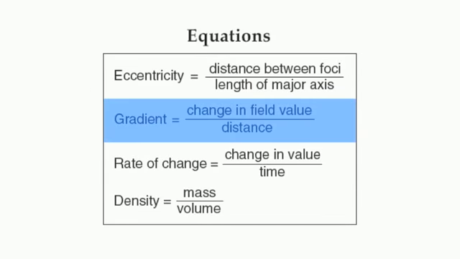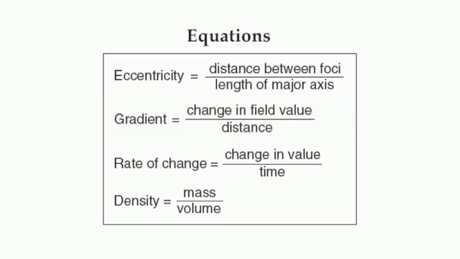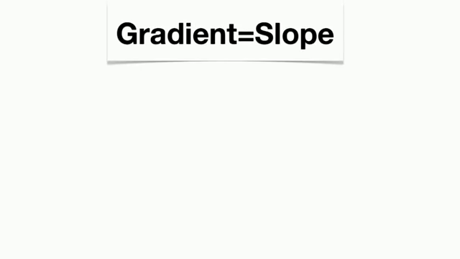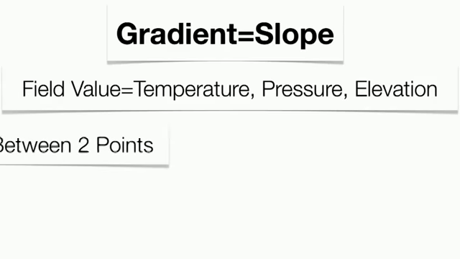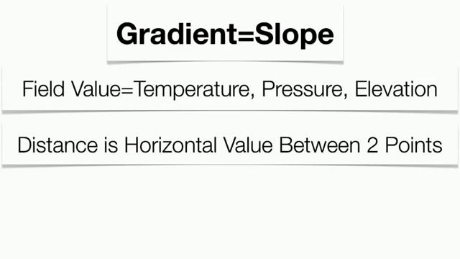The next equation is gradient, and this is basically going to tell us how steep or how flat a landscape feature is going to be. The change in field value over the distance. Now when you talk about field values, it's all about the slope of the land. It's all about the fact that you want to try to figure out how steep or how flat the landscape is going to be. But if you notice here, field values is not only for elevation, you can also do it for anything that's a measurable quantity, like temperature, pressure, just to give you a couple examples there. The distance is going to be the horizontal value between the 2 points, so you subtract the field value, you divide it by the horizontal distance between them.